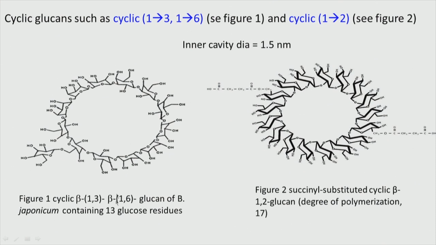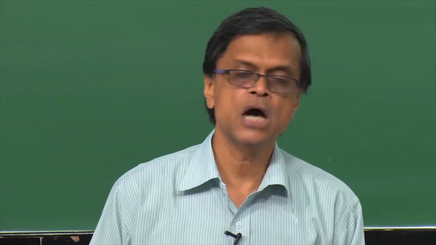This is a picture of 1,3-1,6 cyclic beta glucan produced by Japonicum. It contains 13 glucose units, and this is a 1,2 beta cyclic glucan, okay. The degree of polymerization is 17, that means there are 17 glucose units. So these two are common, cyclic 1,3-1,6 and cyclic 1,2. They have a big inner cavity diameter, so we can even encapsulate large drugs into it, okay. That is the advantage also.